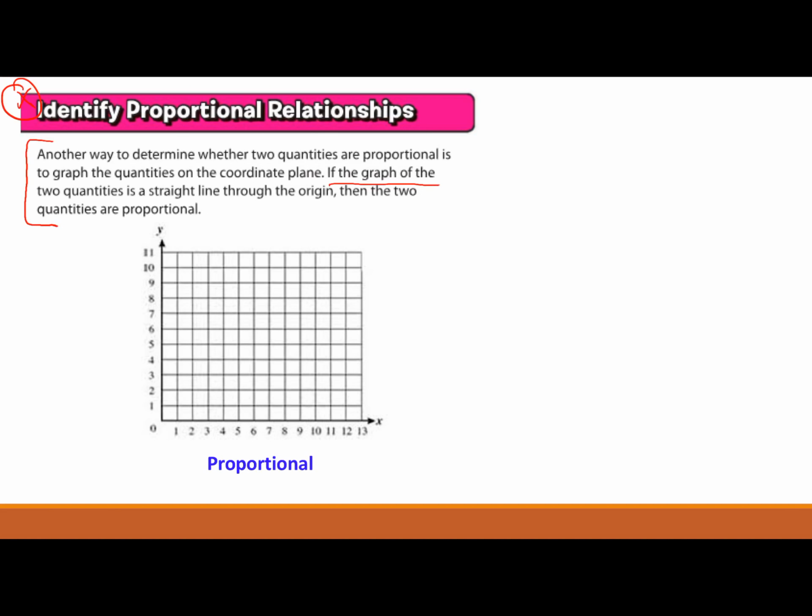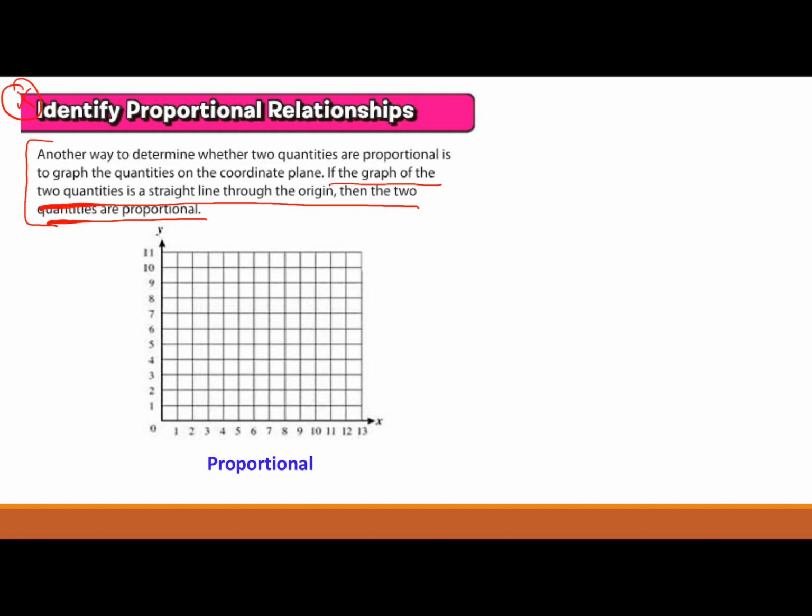If the graph of the two quantities is a straight line through the origin, then the two quantities are proportional. Now, we've already talked about what proportional means, and we've already talked about how to use a table to determine whether or not two quantities are proportional. So today we're going to look at a graph and determine whether or not the relationship is proportional.